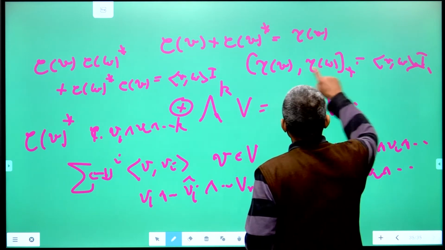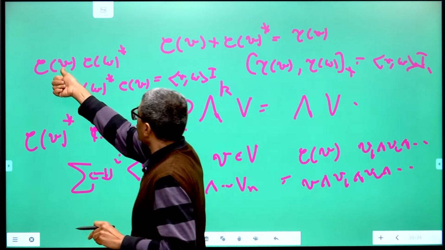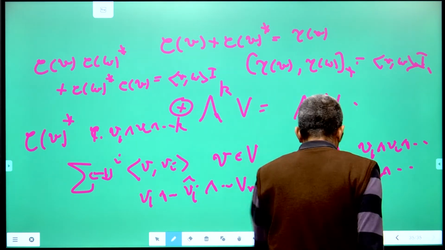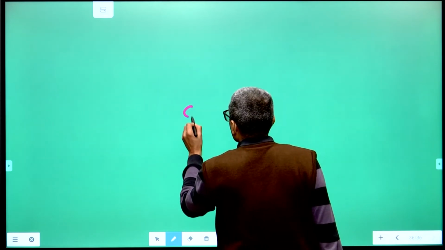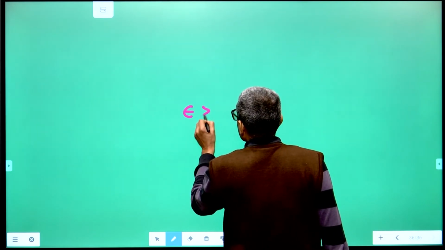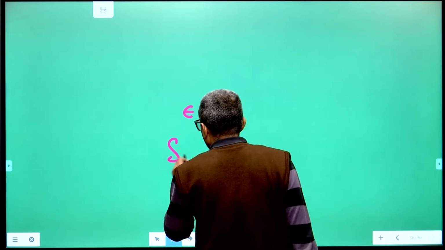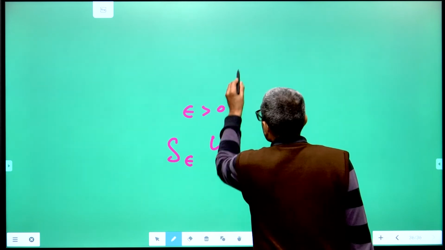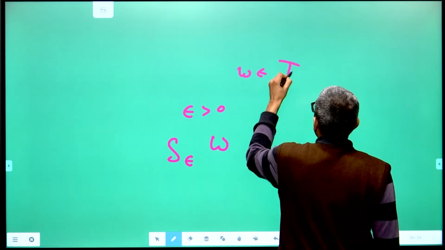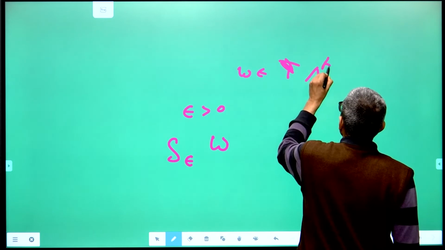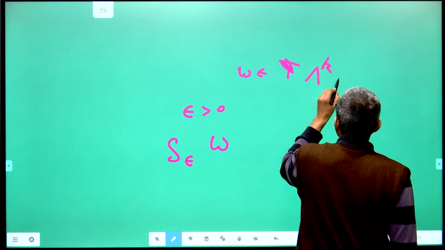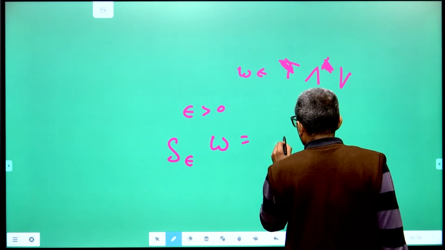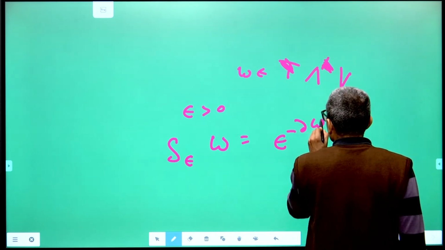The gamma satisfies the Clifford algebra relation, and they can be derived from the fermionic creation and annihilation operators. So what Getzler did was something remarkable. He took a small parameter epsilon greater than 0 and he defined a scaling operation. So S epsilon acts on a form, let us say omega belongs to lambda k of V, or lambda of V. So you define this to be equal to epsilon power minus the degree of the form multiplied by omega.